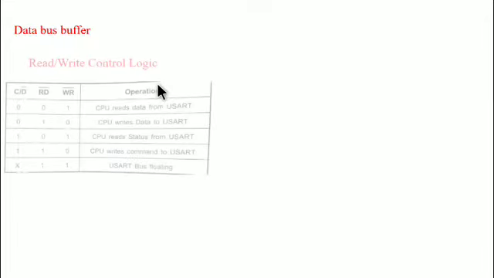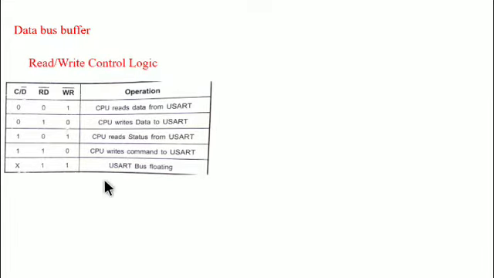Next one, the read/write logic. When you refer to the previous one, this is the read/write control logic. In this, C/D bar, read bar and write bar give the following conditions. This is a truth table. If it is 001, the CPU reads the data from the USART. If it is 110, the CPU writes the command to the USART. So this is the truth table followed for the read/write logic.